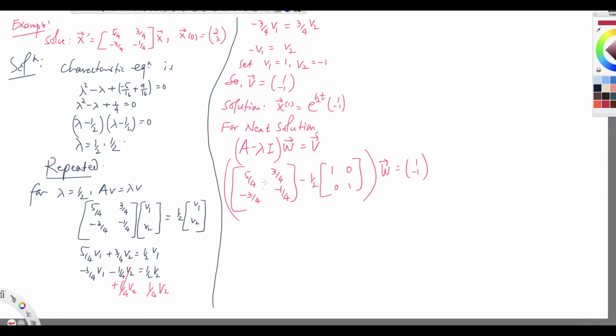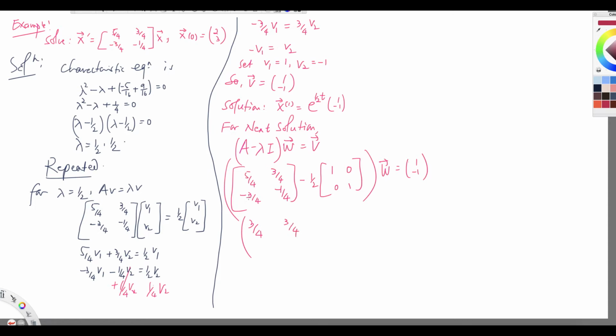Now we simplify the left side. What do you get? You distribute this 1/2 to all of these. You get 1/2, 0, 0, 1/2, and then you subtract. So what you get is 5/4 minus 1/2. 1/2 is 2/4, right? 5/4 minus 2/4 will be 3/4, right? So you will get 3/4, and then 3/4 minus that will be 0, so it will be 3/4 again.